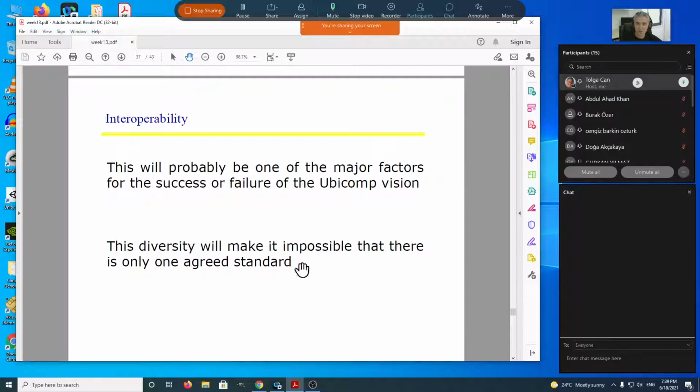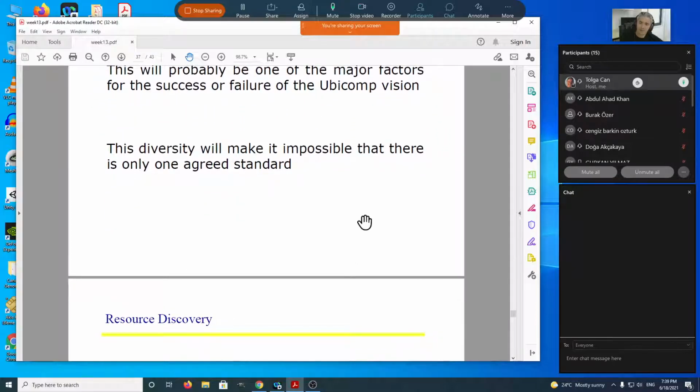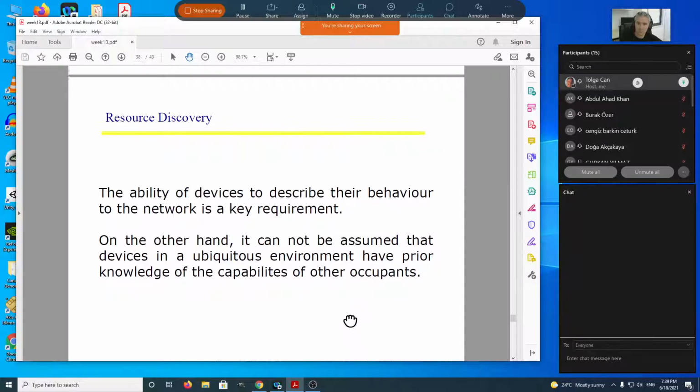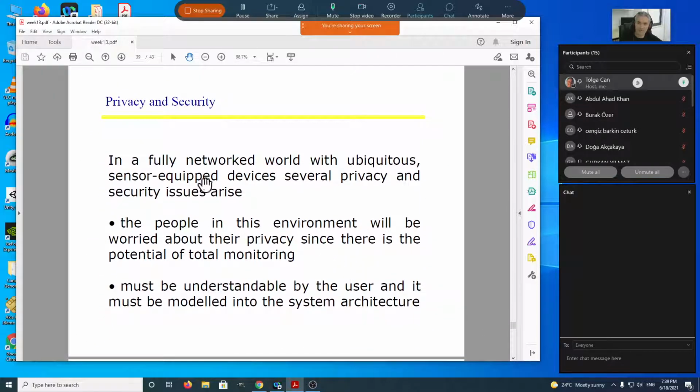So I talked about interoperability. I actually talk about all these items one by one. I talked about resource discovery too. Privacy and security. And when we are in a fully networked world with ubiquitous sensory equipped devices, there are several privacy and security issues that we need to consider.